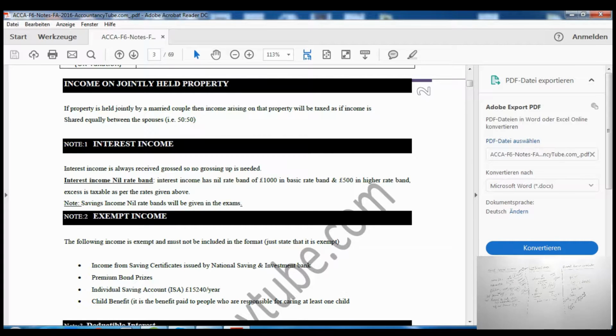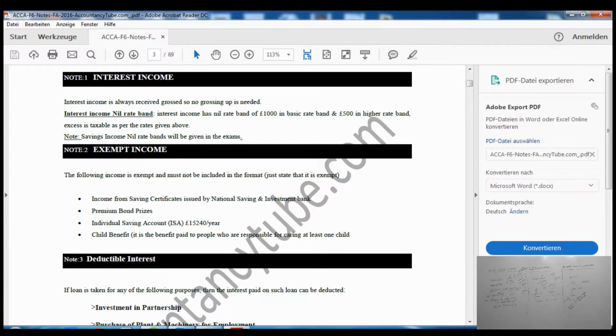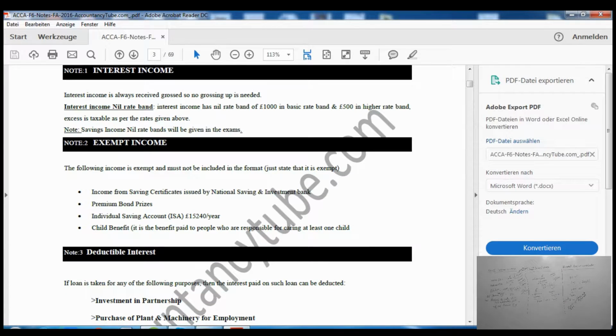So I will have to pay tax on 50% and my wife will have to pay tax on 50%, unless my wife and I both ask HMRC to distribute the income according to the actual percentage. Then HMRC will use the actual percentage. If the question is silent, please make sure you use 50-50.